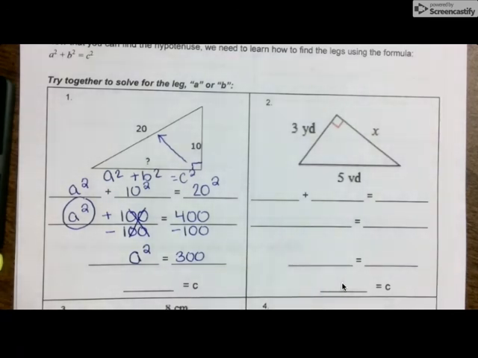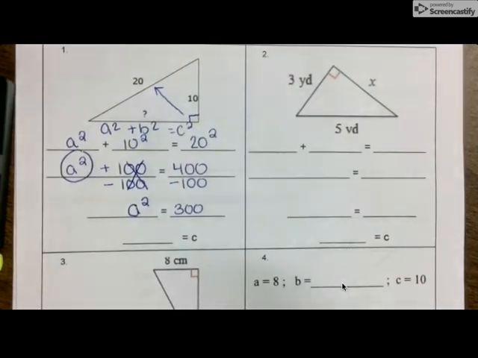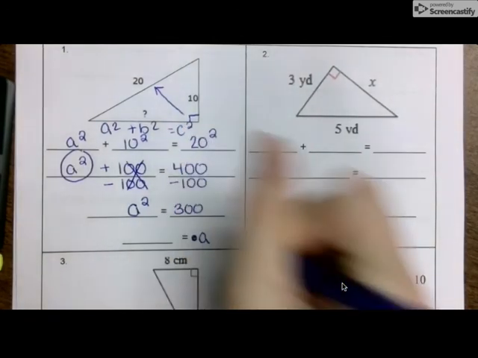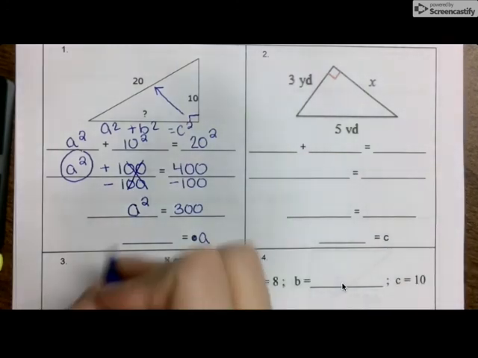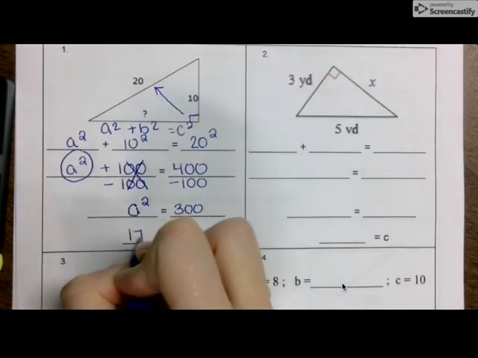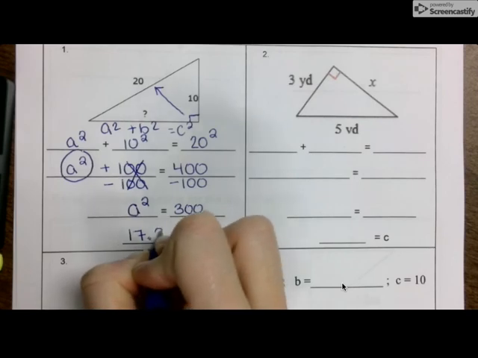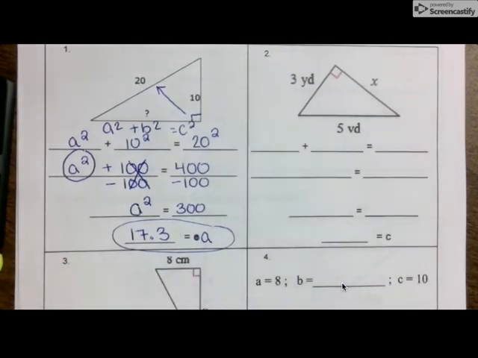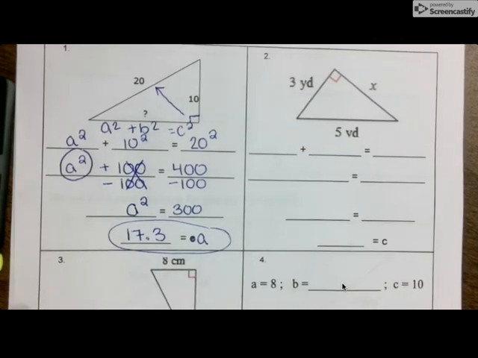The next part doesn't change as well. How do I get the a squared to become an a? I take the square root. So that's actually going to be an a. That's my fault, I didn't fix that. And this is going to be 17.3. Okay? We'll do a couple more, don't worry.